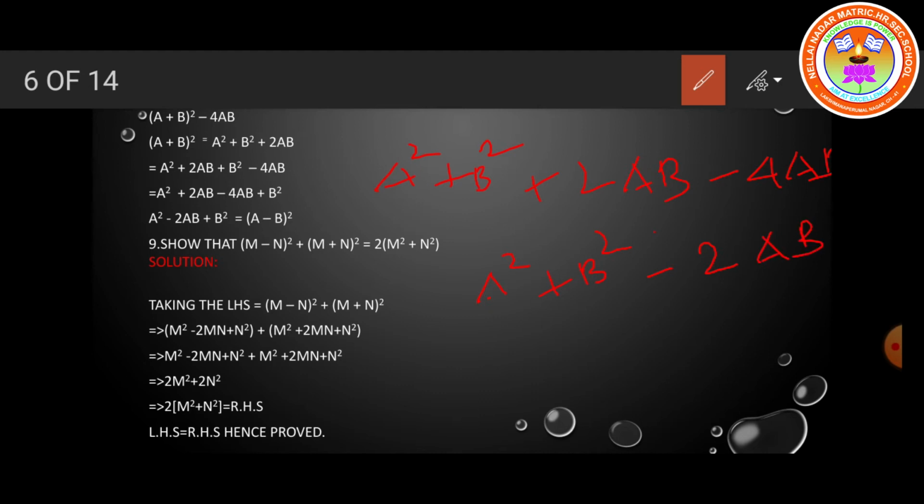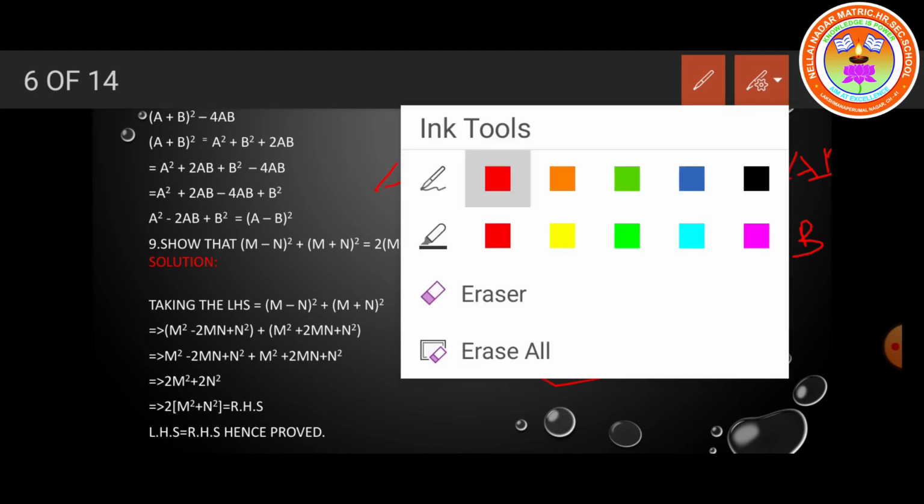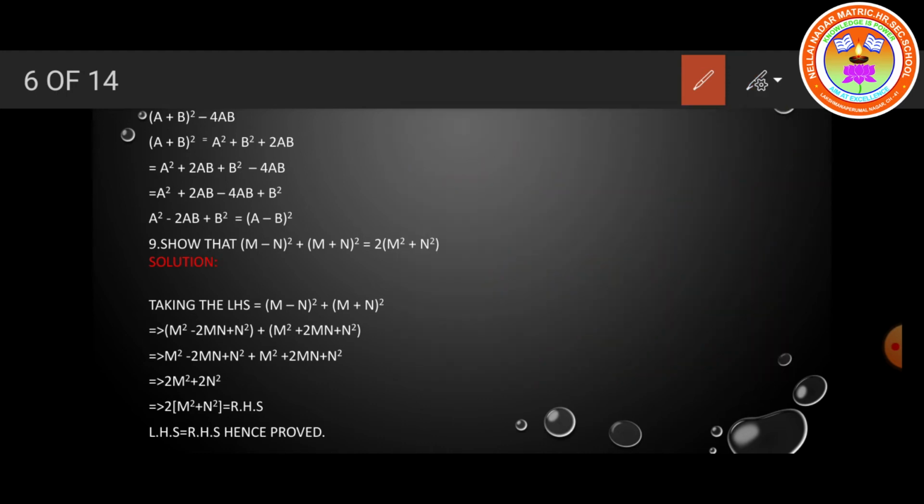That is, a square plus b square minus 2ab can be written as what? (a minus b) the whole square. That's the answer. Can you understand, all of you? Yes. Now we are going to see the next one. Next one, what is there? We are going to see that one.